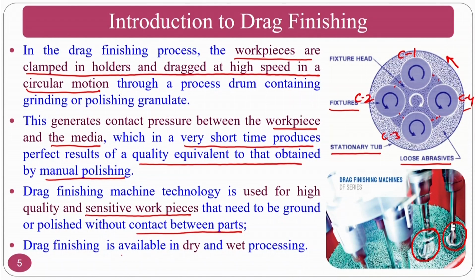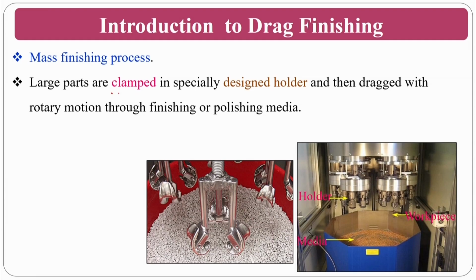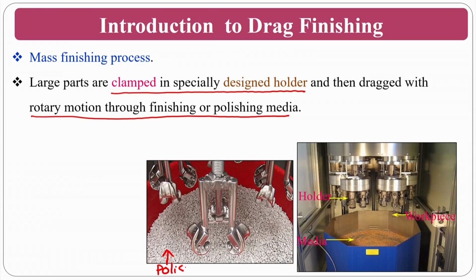The drag finishing process is available in dry and wet processing. That means you can do this process using dry abrasives or wet abrasives also. This is a mass finishing process such as the tumbling process, and you see the large components are clamped in a specifically designed holder and then dragged in a rotary motion through the polishing media. This is the polishing media, and these are the knee implants.